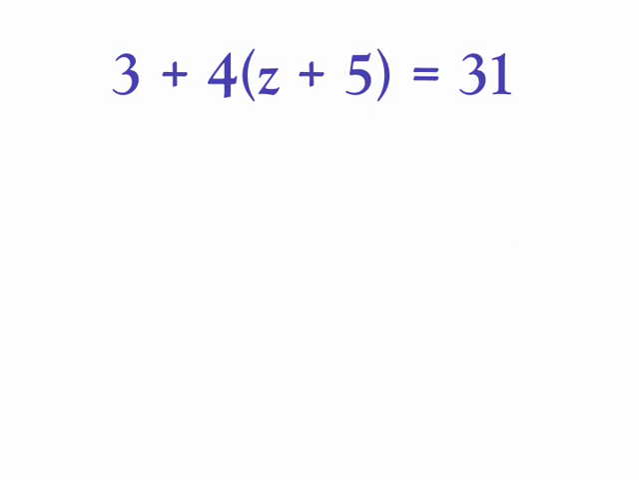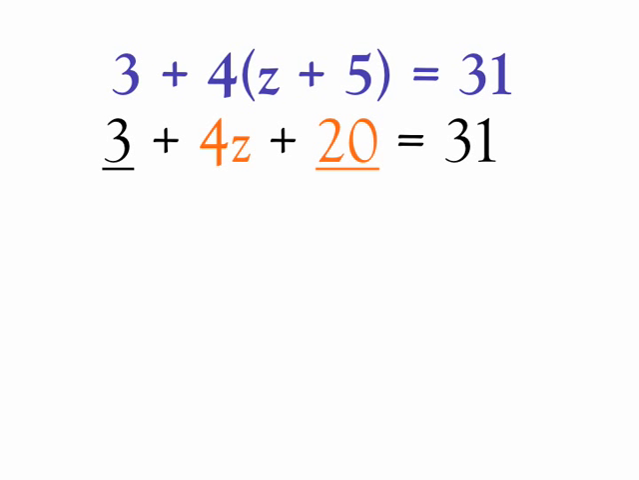Last example. Again, a problem with the distributive property, and usually when you do the distributive property, you also have to combine like terms. So now, multiplying the 4 times the z, I get 4z, and 4 times positive 5 gives me positive 20. Now when I combine my like terms together, both of which are numbers, positive 3 and positive 20 combine together to make 23. Notice when I'm writing in the form, the term with the variable comes first. That is the 4z plus 23 equals 31.